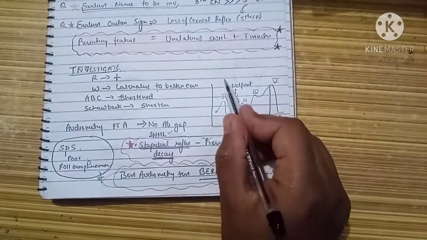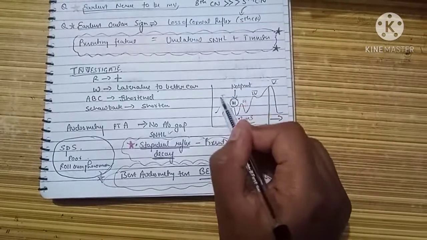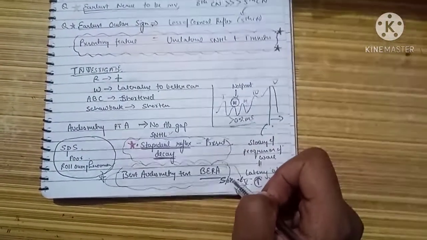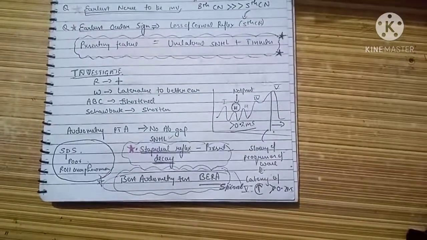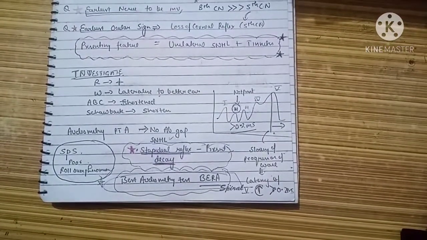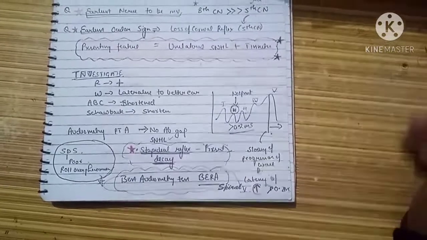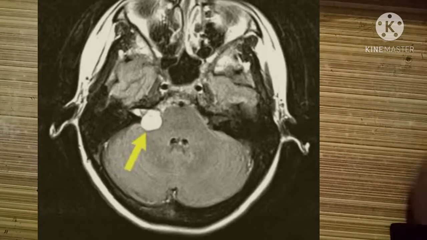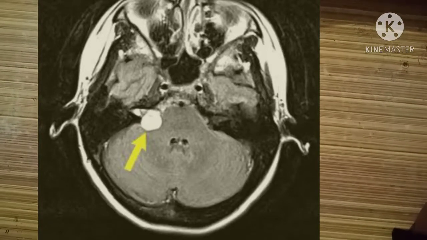Another thing is increased latency between the first and the fifth wave. So these are the two signs seen in the case of BERA. But the gold standard investigation here is gadolinium enhanced MRI. As you are seeing in this image, we see a characteristic sign that is ice cream cone appearance.